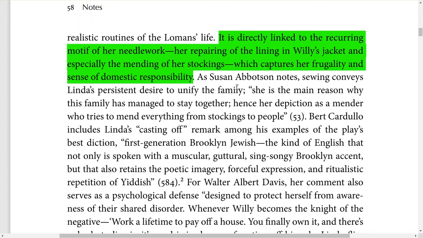So with this observation, the writer is giving us three main features about this focal point. "Life is a casting off" is related to the needlework and shows frugality and a sense of domestic responsibility. That's how you create an observation about your focal point. And to do so, you need to understand the focal point precisely and transfer that understanding onto your readers.